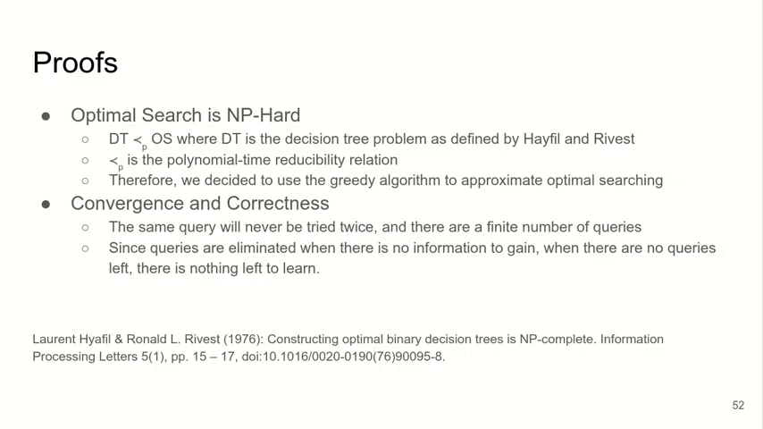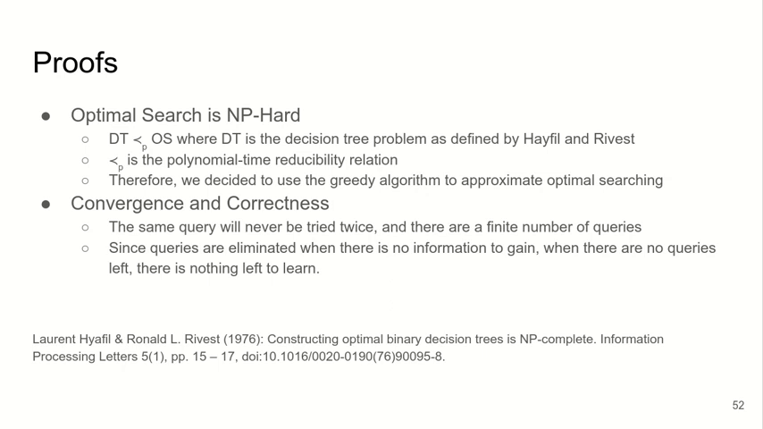The full proofs are available in our paper, but in brief, we proved that the decision tree problem is polynomial time reducible to optimal search. Thus, true optimal search is NP hard, and so we chose the greedy approach to approximate this optimal searching without taking too much time or processing power.